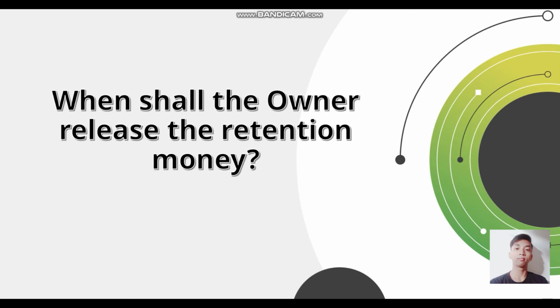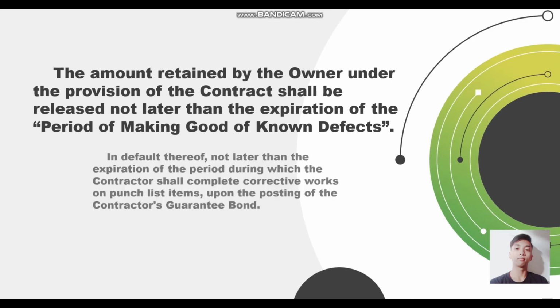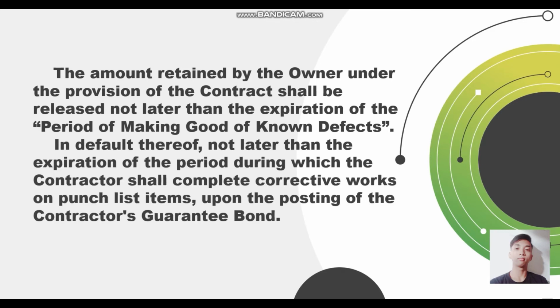When shall the owner release the retention money? The amount retained by the owner under the provision of contract shall be released not later than the expiration of the period of making good of non-defect. In default thereof, not later than the expiration of the period during which the contractor shall complete corrective works on punch list items upon the posting of the contractor's guarantee bond.